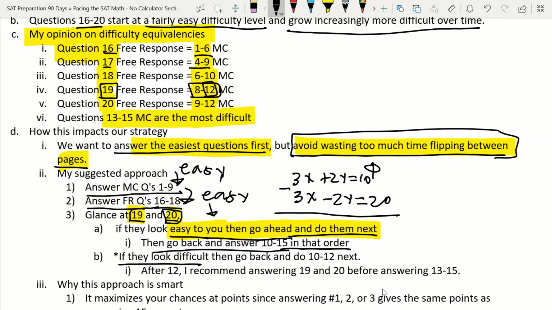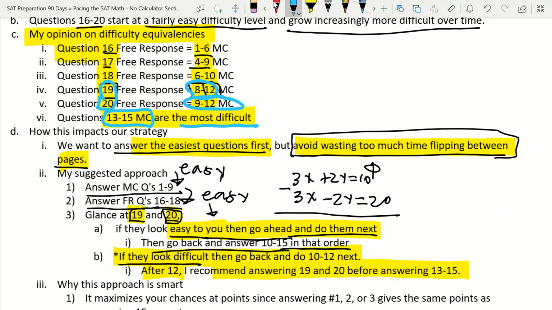Now, if they look difficult and they look like they're going to take you 3 or 4 minutes to solve each, then you're going to want to go back and do 10 to 12 next. After 12, though, I recommend going back and answering 19 and 20 before we answer 13 to 15, because, like I said in my difficulty equivalence chart up here, 9 through 12 is roughly equal to 19 and 20. 8 through 12 is 19, 9 through 12 is 20, but 13 to 15 are generally the most difficult. Keep in mind this is in my opinion and it's generally.